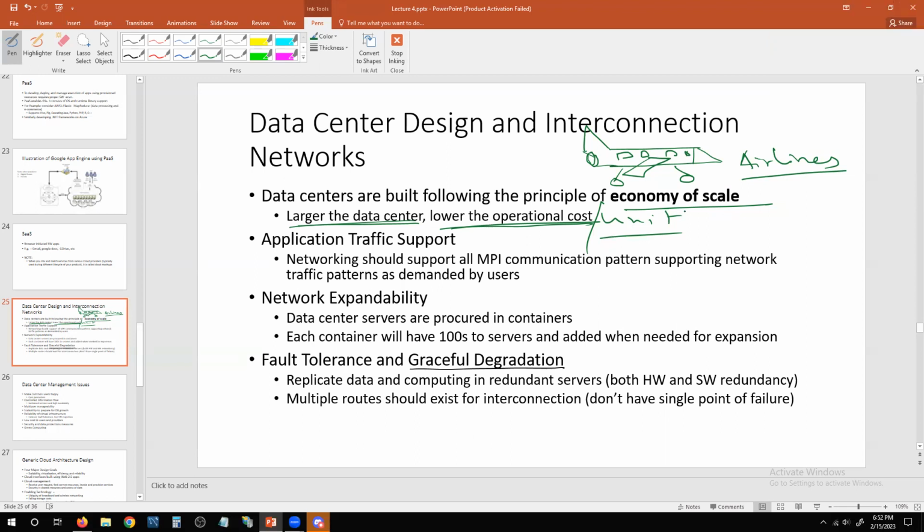For an airplane, usually the majority of your cargo is fuel. So you would want the bigger plane that can carry more passengers with the fuel, so that you could scale your economies right there.